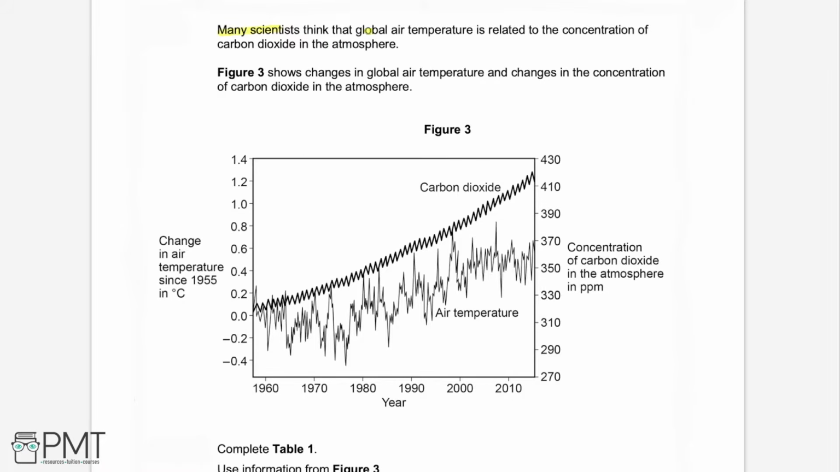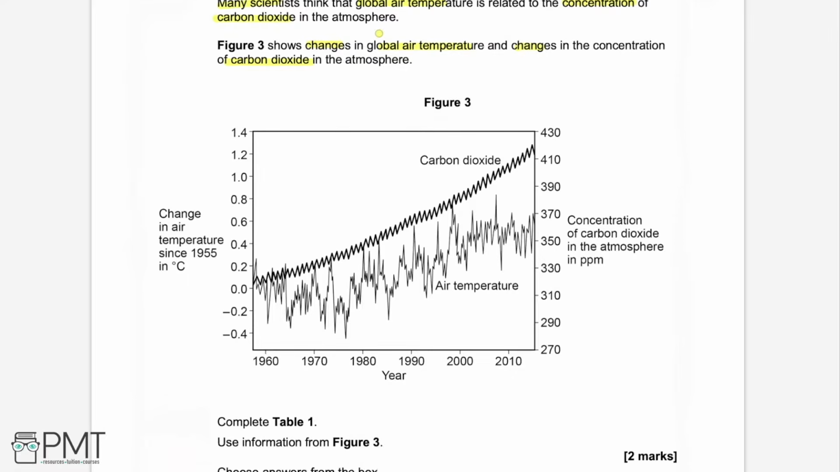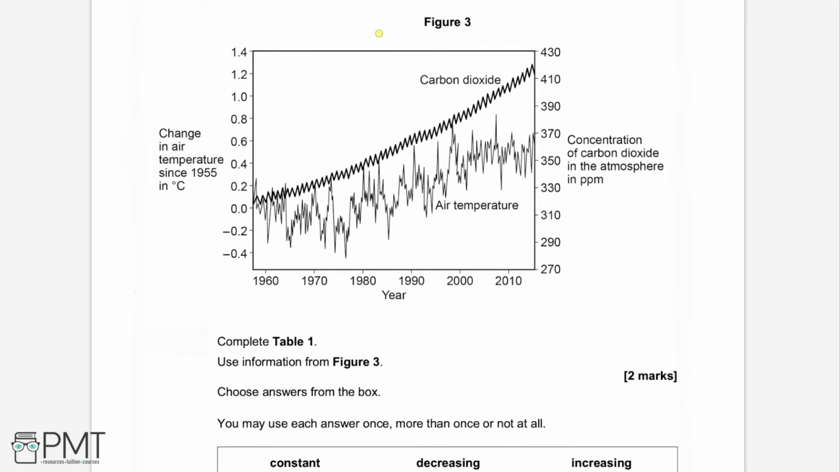Many scientists think that global air temperature is related to the concentration of carbon dioxide in the atmosphere. Figure 3 shows changes in global air temperature and changes in the concentration of carbon dioxide in the atmosphere. Looking at Figure 3, you can see the time along the x-axis go from 1960 to 2010. You can also see the change in air temperature on the left y-axis and the concentration of carbon dioxide in the atmosphere on the right y-axis.